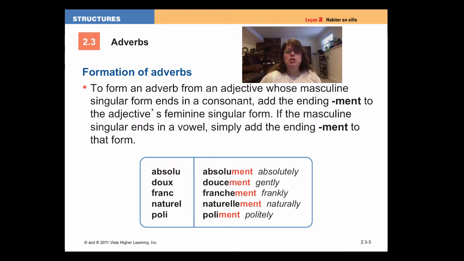doucement. That means gently, softly, sweetly. Franc ends in a consonant, so we take the feminine form franche and we add ment, franchement, frankly, honestly. Naturel, we take the feminine form, double that L, add an E. Naturellement, naturally. Poli ends in a vowel, so we just add the ment, poliment. That is how we form all regular adverbs.